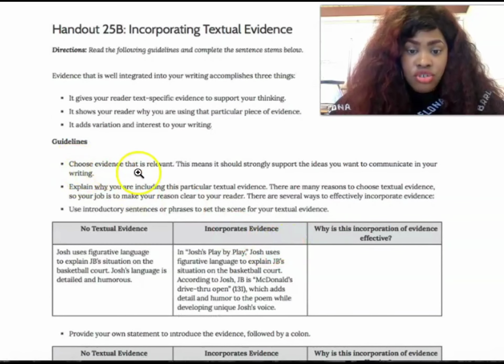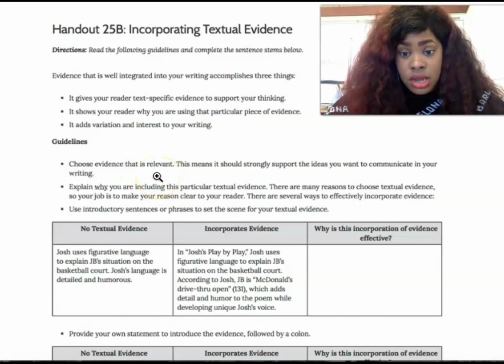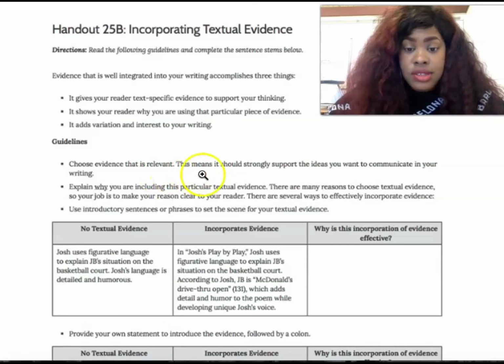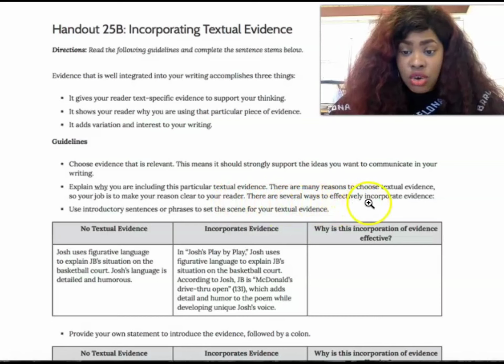So here it says to choose evidence that is relevant, which means that it matches, that's important, that connects to what you're trying to say. So this means it should strongly support the ideas you want to communicate in your writing. You need to explain why you are including this particular textual evidence. There are many reasons to choose textual evidence, so your job is to make your reason clear to the reader. And there are several ways to effectively incorporate evidence. You also want to use introductory sentences or phrases to set the scene for your textual evidence.